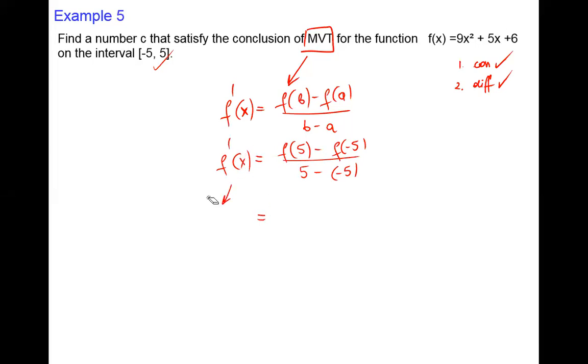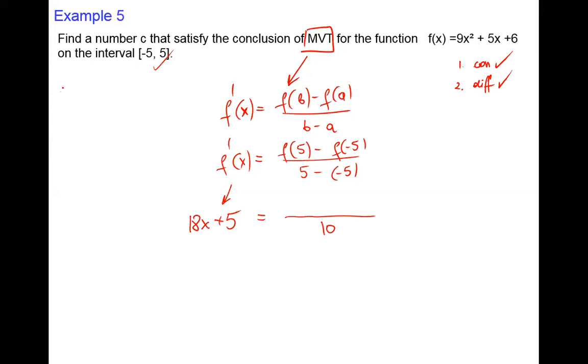Okay, derivative. Can you tell me what's the derivative? What shall I put on the left-hand side? That's my function. Yeah, 18x plus 5, right? 18x plus 5, yes, thank you. And now I will put 10 in the denominator. A little bit of arithmetic. You have to help me.